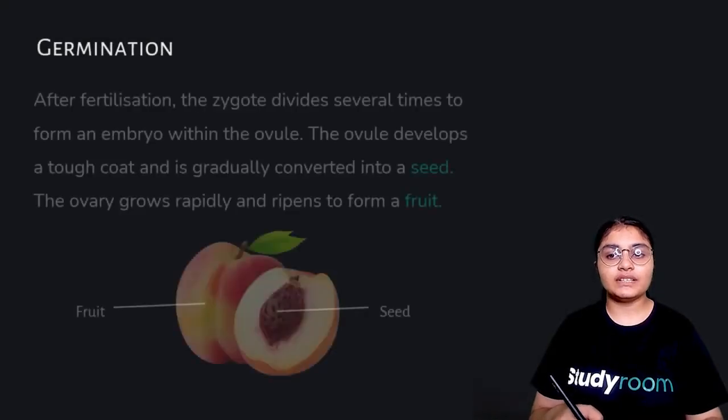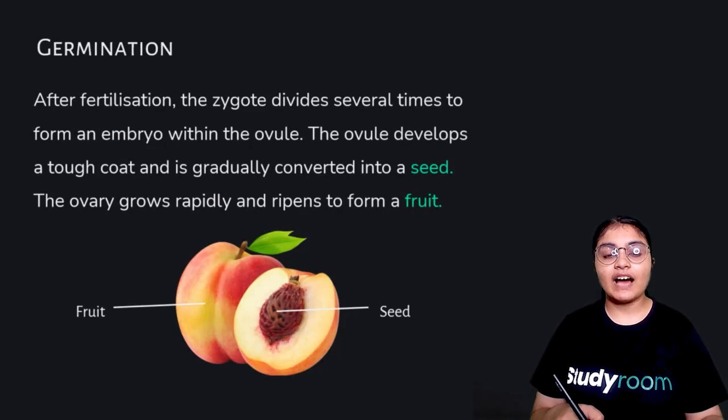Now germination. How does germination take place? After fertilization, when the male and female gametes fuse together, the zygote is produced and the zygote divides several times to form an embryo within the ovule. The ovule develops a tough coat and is gradually converted into a seed. The ovary grows rapidly and ripens to form a fruit, right?